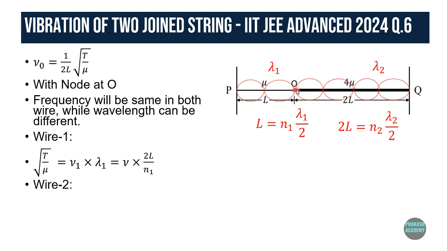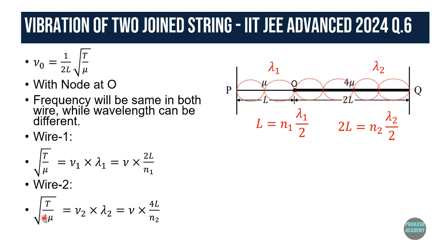Similarly, I can write the same equation for wire 2. What will be the velocity? Square root of tension divided by mass per unit length, but in this case the mass per unit length is 4 mu. So this is the square root of tension by 4 mu, and this equals frequency times wavelength. Let us say frequency is nu 2, which is basically equal to nu, and lambda 2 will be 2 times 2L divided by n2, that is 4L by n2.